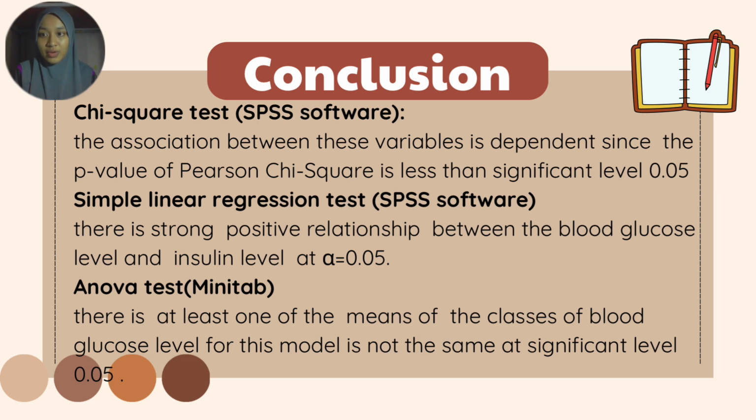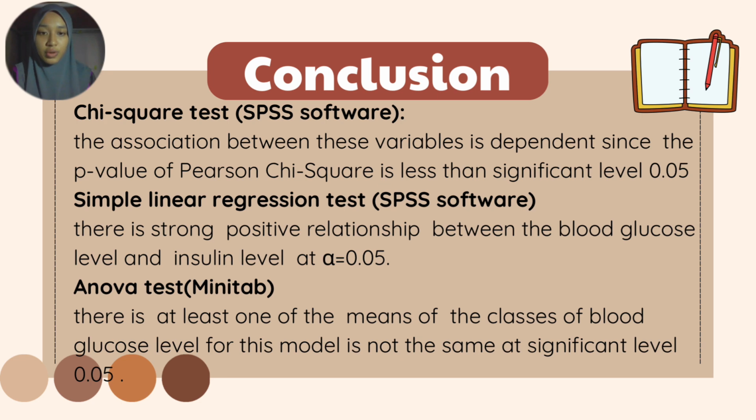Next, we ran a simple linear regression test using SPSS software, and we found out that there is a strong positive relationship between the blood glucose level and the insulin level at the significance level of 0.05. And lastly, we conducted an ANOVA test using Minitab, and we can summarize that there is at least one of the means of the classes of blood glucose level for this model that is not the same at the significance level of 0.05.